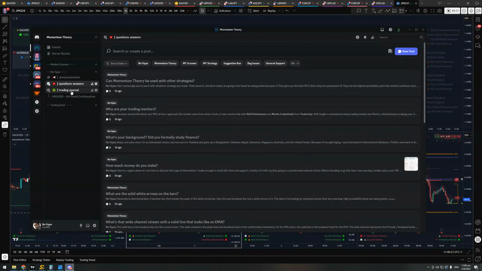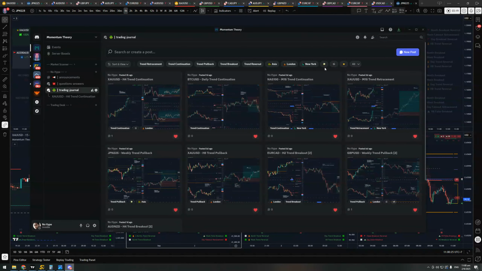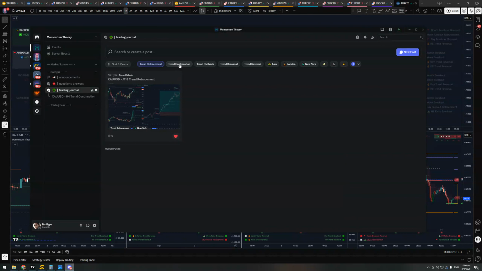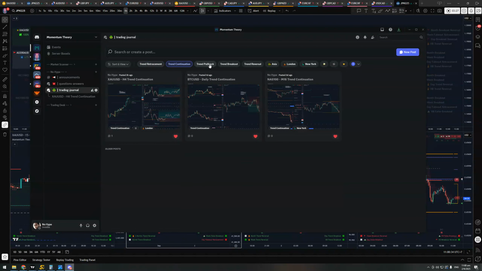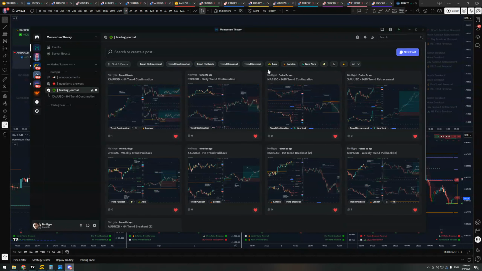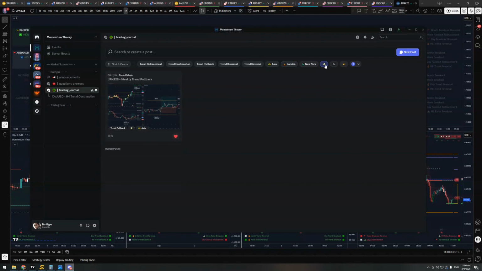Next section is the trading journal. This is where I put every single trade that I take, and I categorize them into all the different setups. So you can filter them to see all the different sort of setups that I have, which sessions I'm trading, and lets you know how many times I've taken a loss.